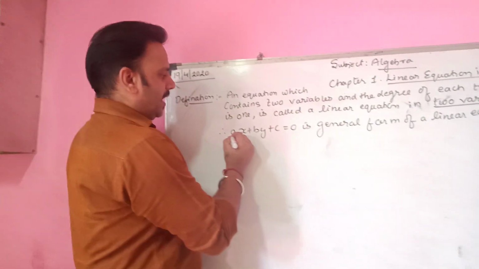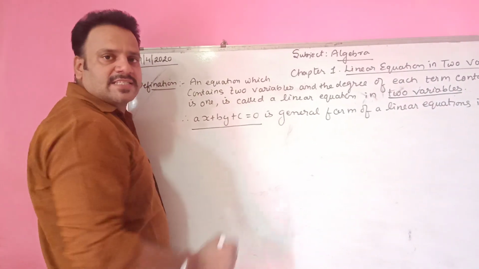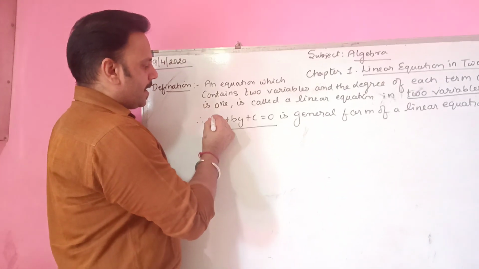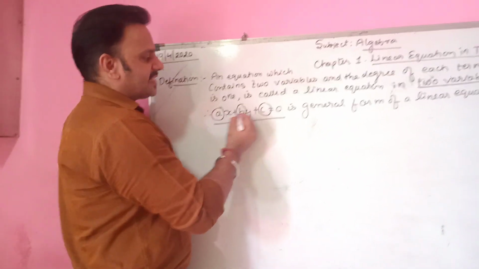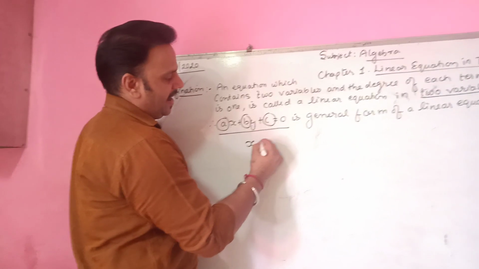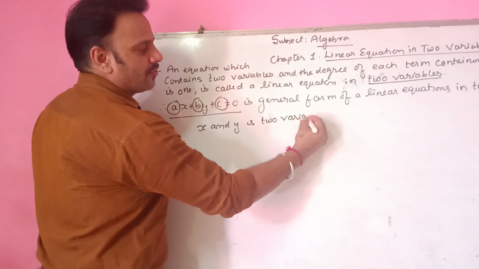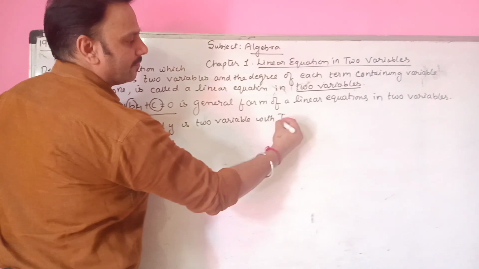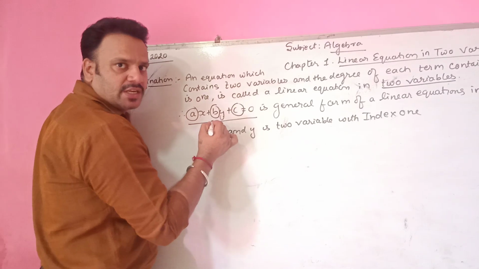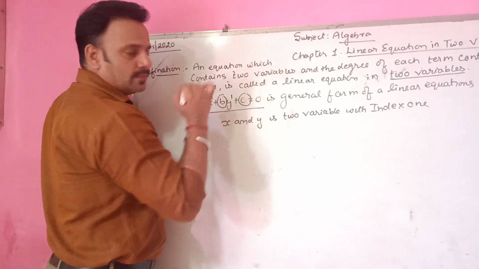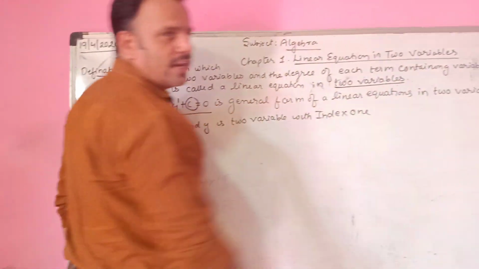For example, ax plus by plus c equal to 0. Here a, b and c are real numbers, but x and y are two variables with index 1. The index of this variable is not mentioned here, that means the index is 1. Now this is called the general form of a linear equation in two variables.